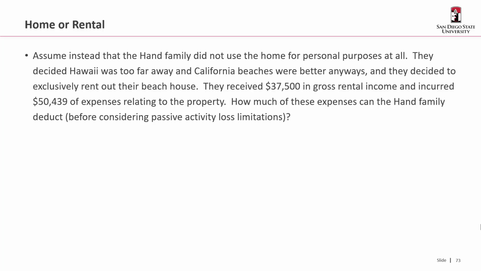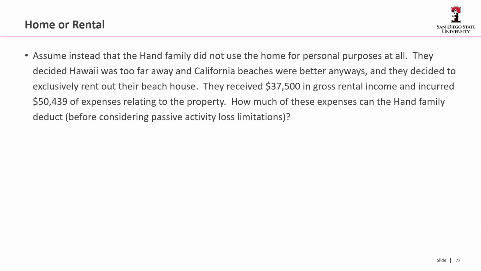Okay, so let's assume that instead the Hand family didn't use this Hawaii home for personal purposes at all. It's just too far away, but they kept it and owned it as a rental property. They received $37,500 in gross rental income and incurred the exact same expenses that totaled $50,439 associated with the property. And the question is, how much can they deduct before considering the passive activity loss limitation? And the answer is all of it. So, because this is a category 3, they can deduct all $50,439 and therefore create a loss.